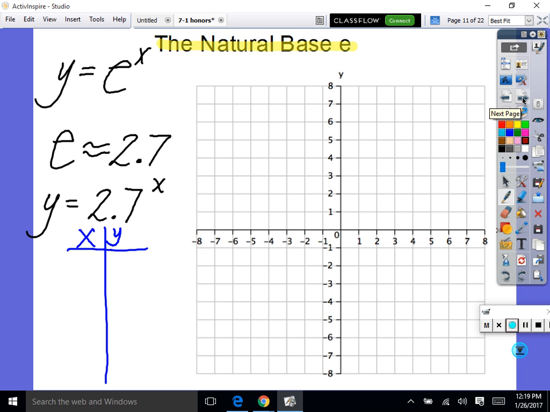All right, so now we're going to talk about the natural base e. This is just a special exponential. A lot of people see this e and they think it's a variable, but it's not. E is a number. It's approximately 2.7. So when we see y is equal to e to the x, that's no different really than y is equal to 2 raised to the x. It's the exact same thing, it's just e is 2.7. So we could think of it as y is equal to 2.7 raised to the x. They're the same thing, but we're going to use e in our calculator.